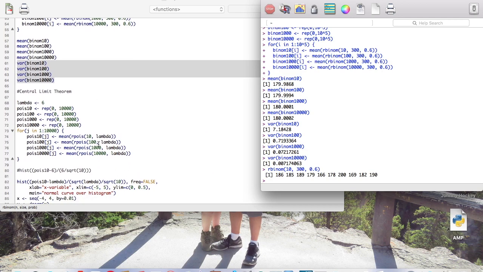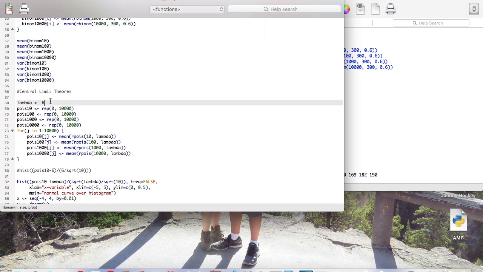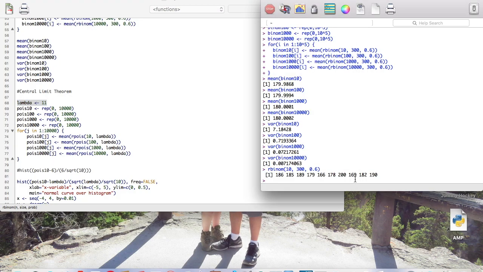Okay, and then we want to see an example from the central limit theorem. So here what we're going to do is look at a Poisson random variable. Let's take our lambda to be 11. So we'll look at a Poisson random variable with a mean of 11. Remember that for a Poisson random variable, the lambda was giving us the average number of occurrences in some time interval. So maybe you're running a shop where you get an average of 11 customers per hour, something like that.